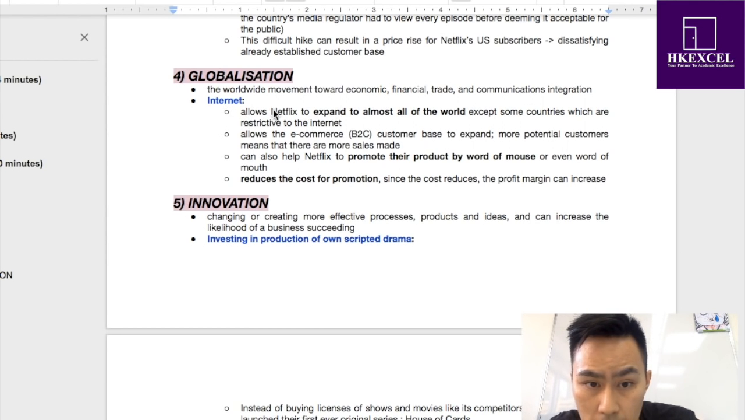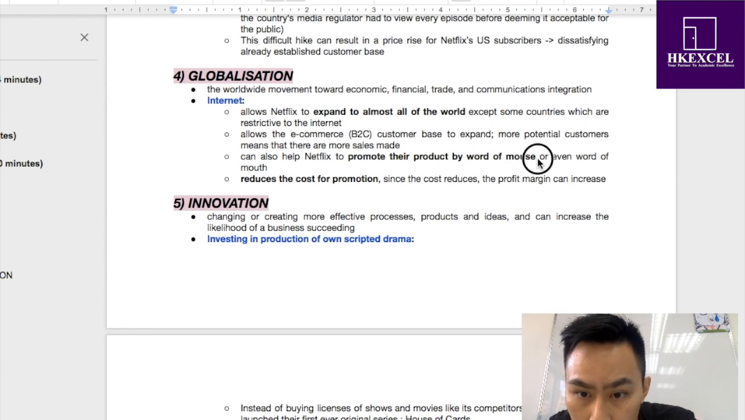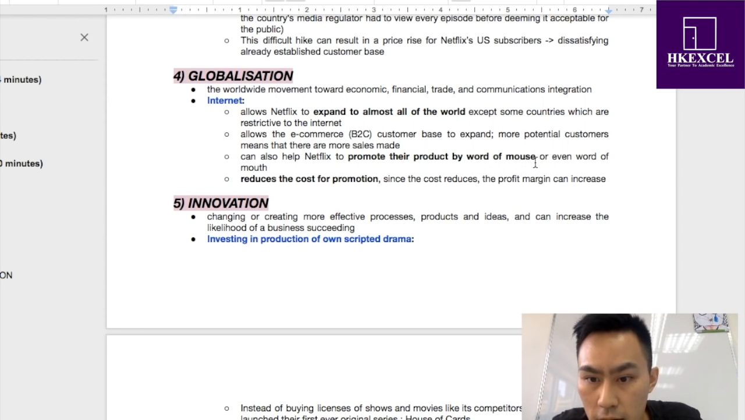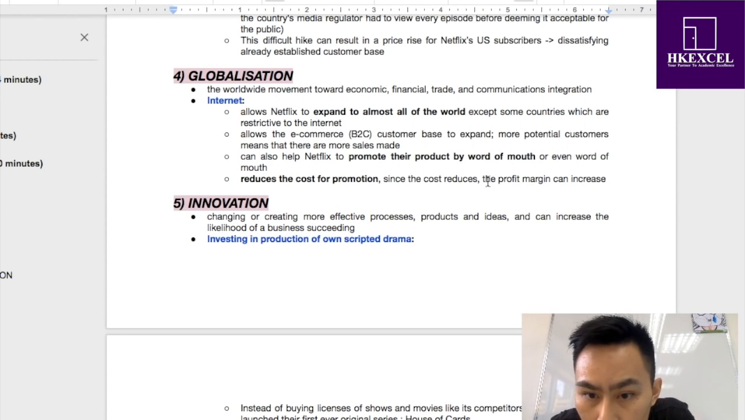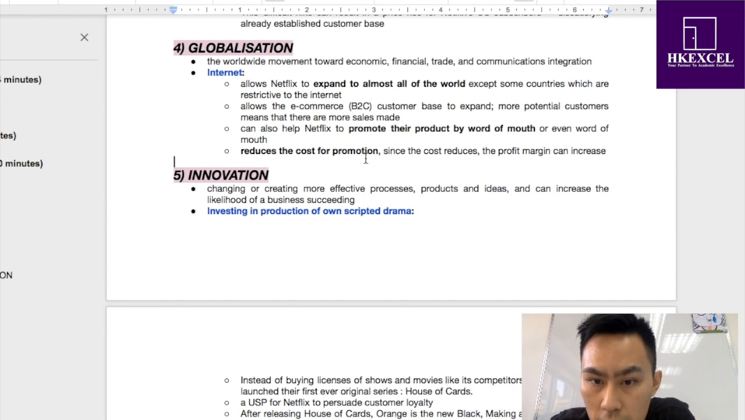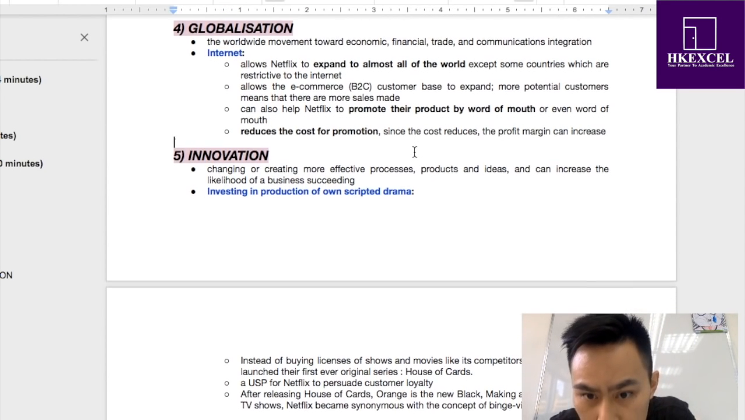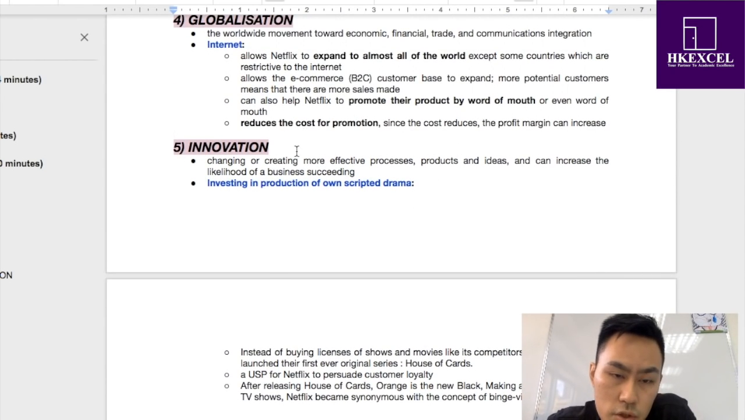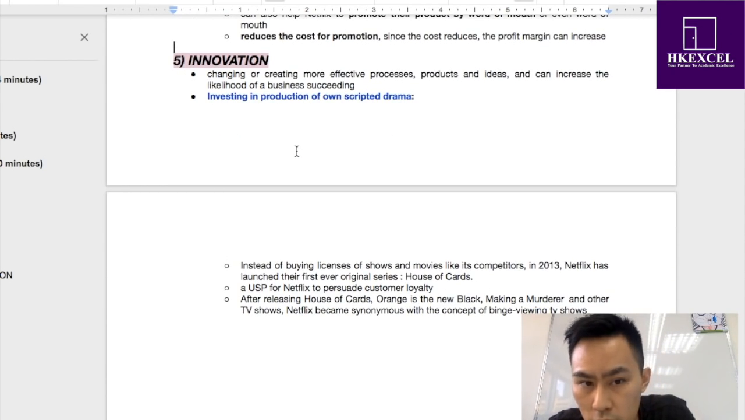And then how about globalization, the worldwide movement towards economic, financial, trade, and communication integration. The internet allows Netflix to expand to almost all of the world, and promote their products by word of mouth. Okay, sorry, there's a typo right here. And reduce the cost of production, right? Because you can just do online marketing, and then people can just buy it instantly. So you don't need to recruit a team for different countries.